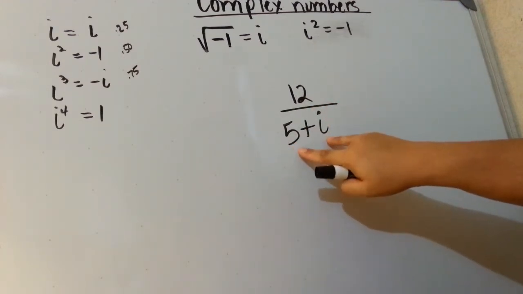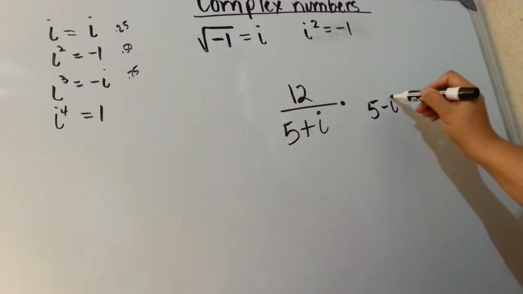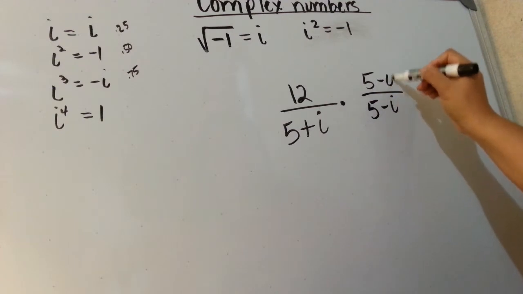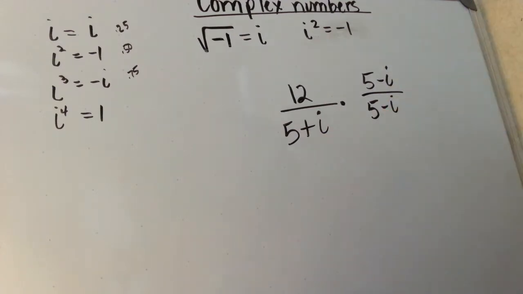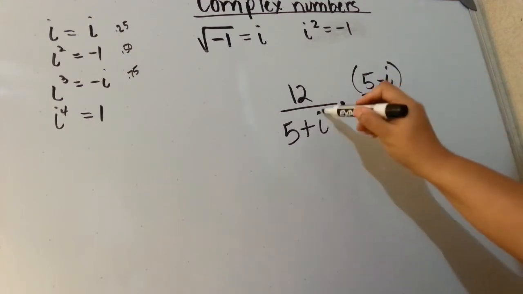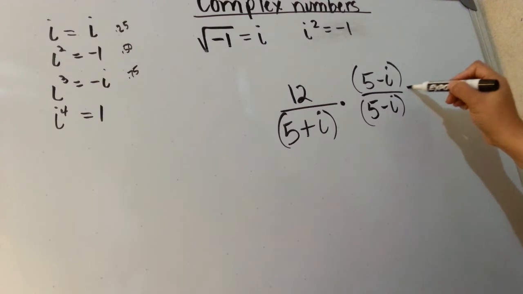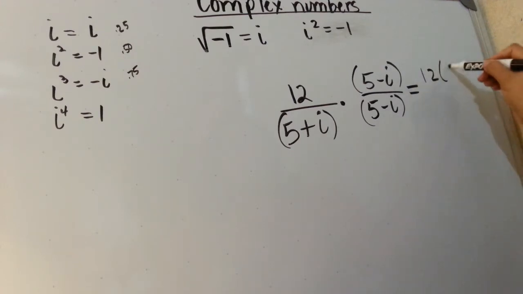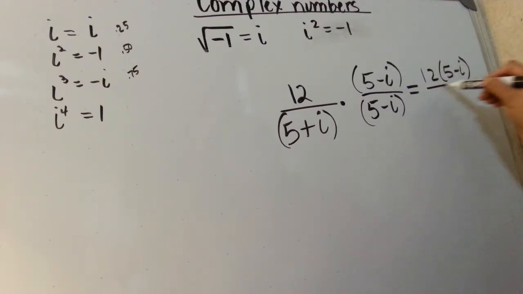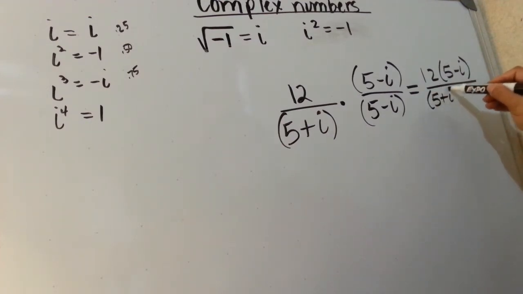See how you have a sum here in the bottom? The only way to get rid of that is to multiply by the conjugate, top and bottom. The conjugate, you just change the sign in the middle. And these are in parentheses because they're sums. Alright, so your numerator is 12 times 5 minus i. And your denominator is 5 plus i times 5 minus i.